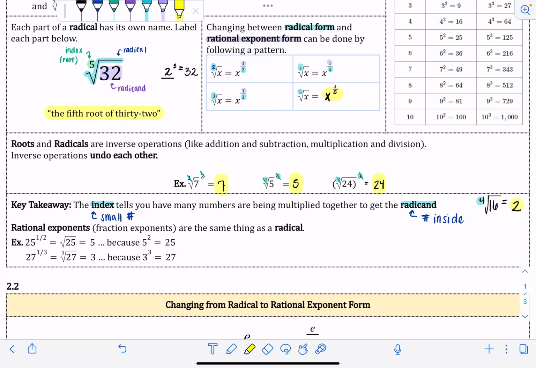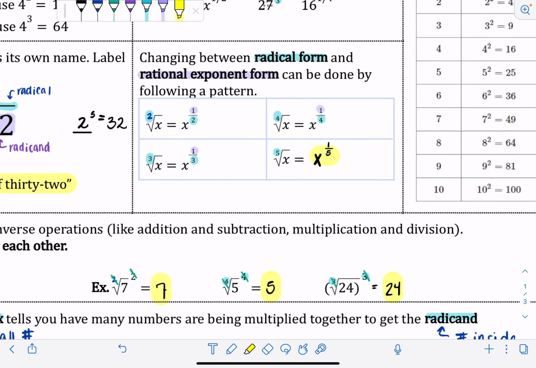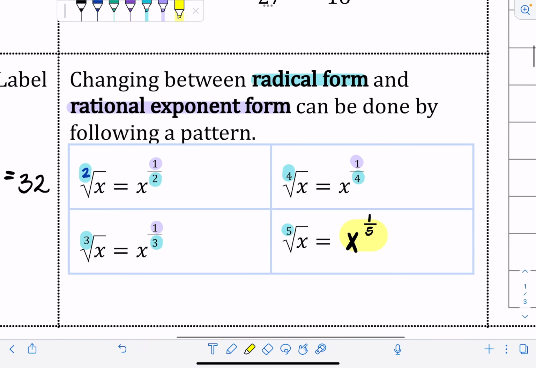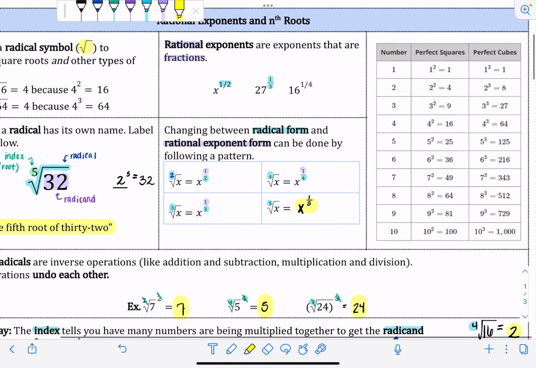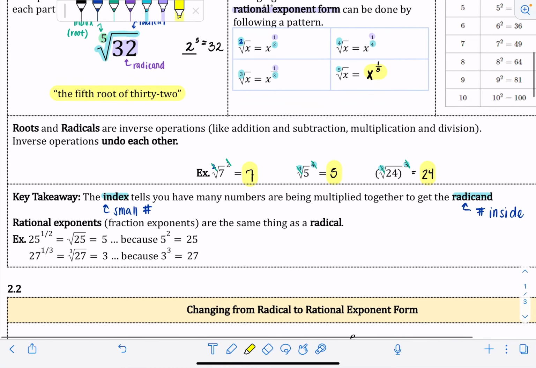And then the second one down here where it says rational exponents or fraction exponents are the same thing as a radical. So going back to this box, we could write it in either form, but they were the same. So if I had a radical, that was the same thing as having a fraction exponent. Or if I had a fraction exponent, that was the same thing as having a radical. So they're interchangeable, they're just in different forms.